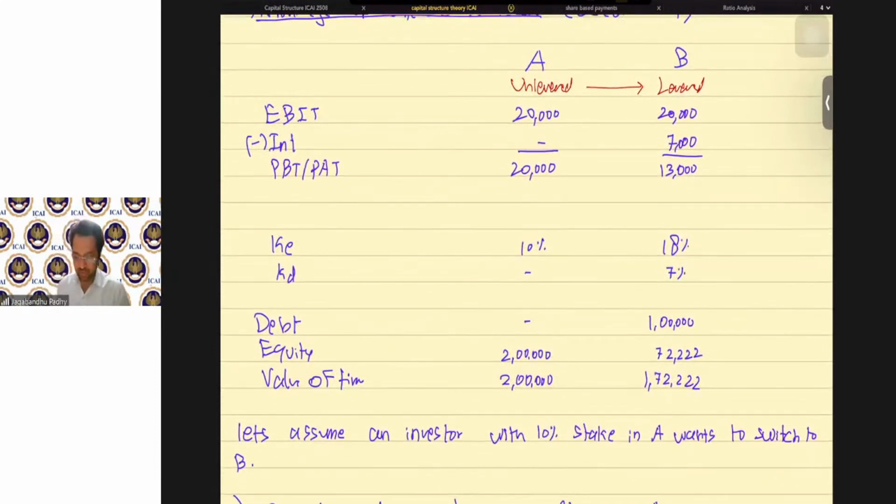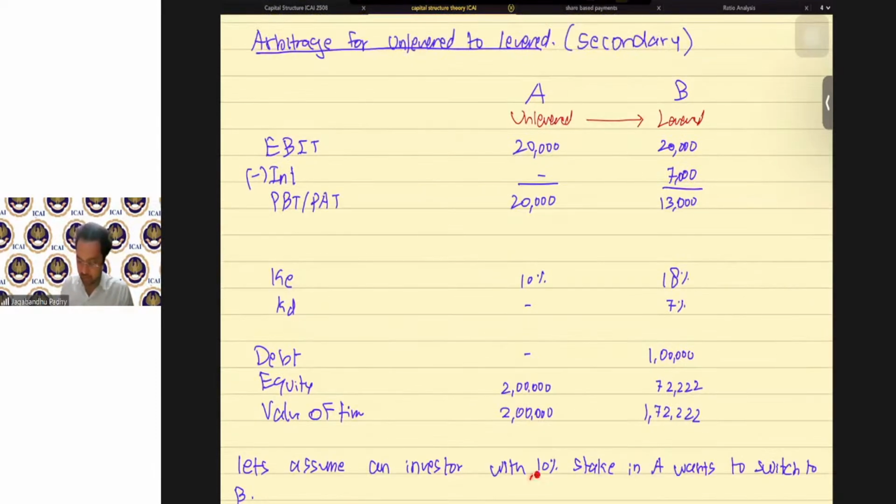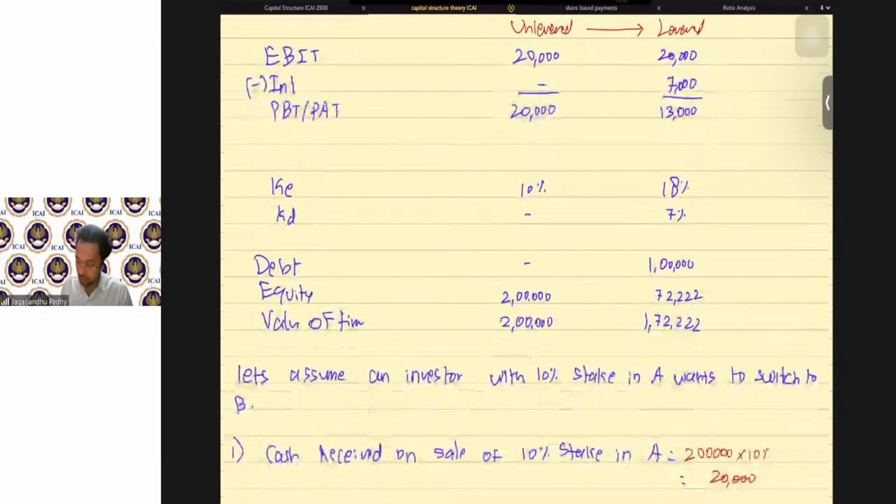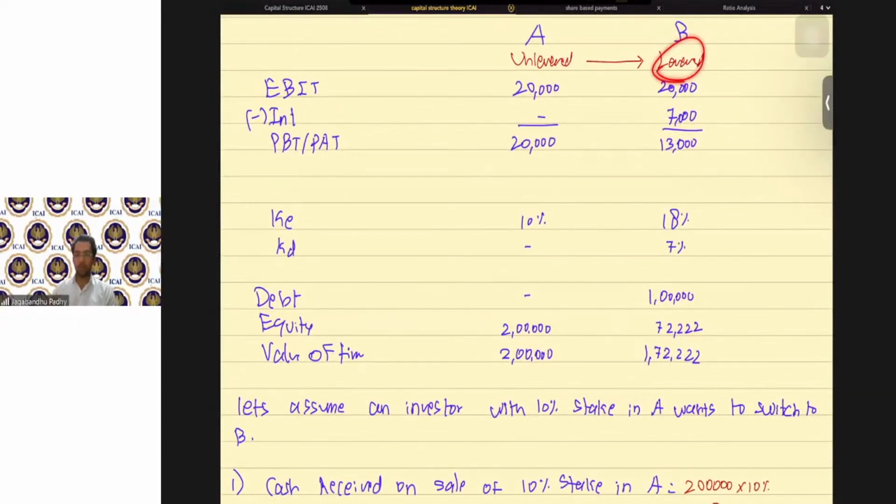Now, what will be the cash that you will receive when you sell the 10% stake? Out of 2 lakh, we were owning 10%. So the cash that we will receive in our bank by selling our shares will be 20,000. Correct? Now, this 20,000 will be used to invest in the levered entity.